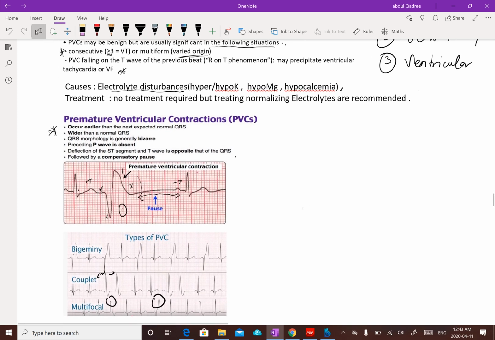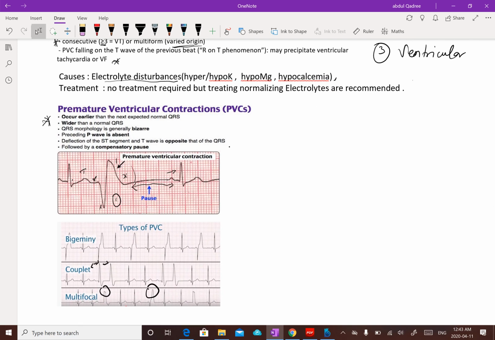Okay, so let's talk about some types of PVC. If you look here, ladies and gentlemen, there are some types of PVC. Bigeminy means the type of PVC that occurs after every other QRS complex. Couplet means that two of them occur together between the normal QRS complexes.